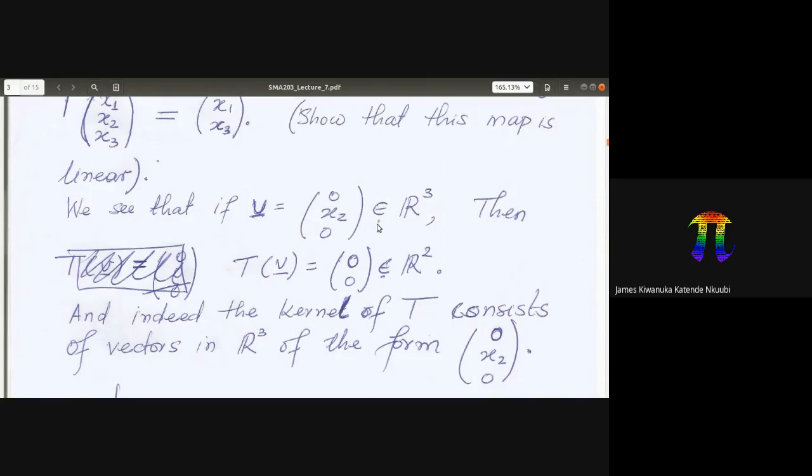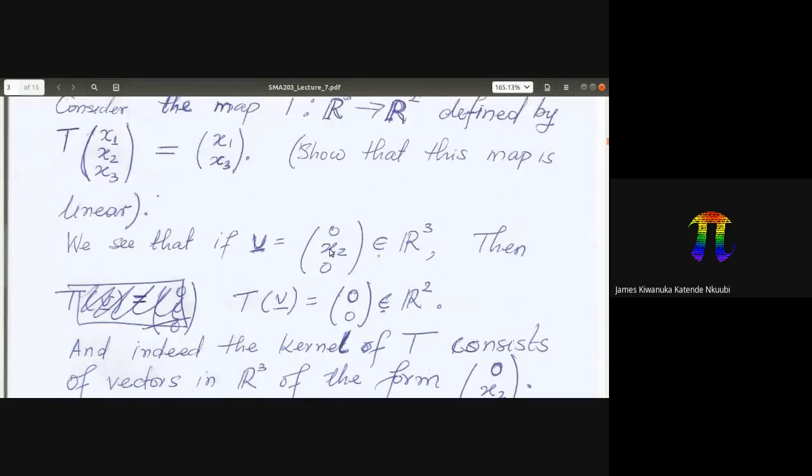So if we pick any vector in R3 that looks like (0, x2, 0). The reason we pick (0, x2, 0) is because this map only picks the first and the third component to set up a vector in R2 in the image. So for the image of a vector here to be 0, x1 and x3 must both be 0. It doesn't matter what x2 is, but x1 and x3 must both be 0.